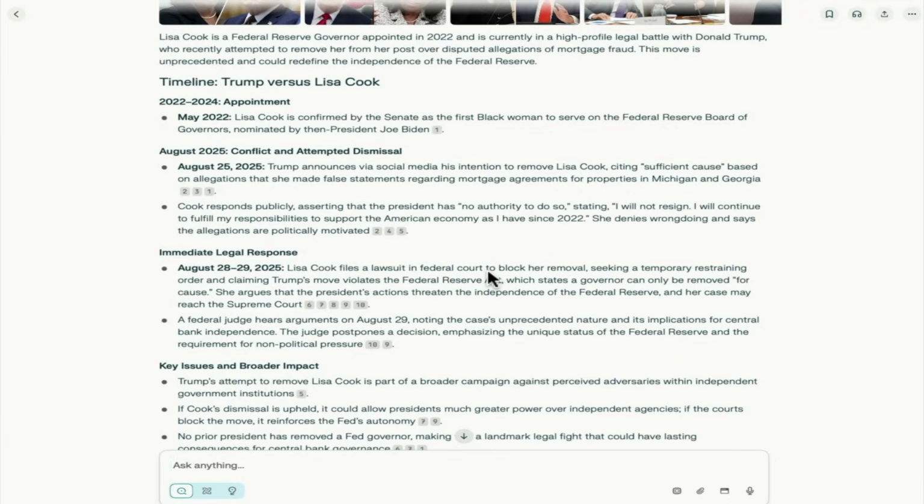Files a lawsuit in federal court to block her removal, seeking a temporary restraining order and claiming Trump's move violates the Federal Reserve Act, which states a governor can only be removed for cause.